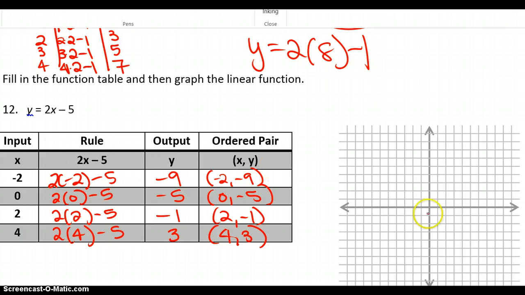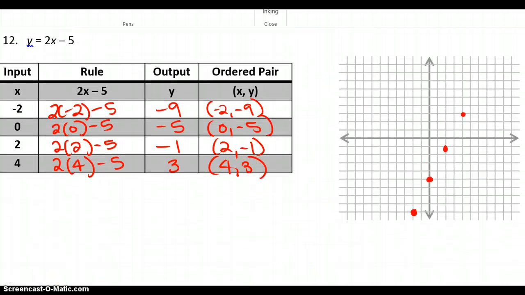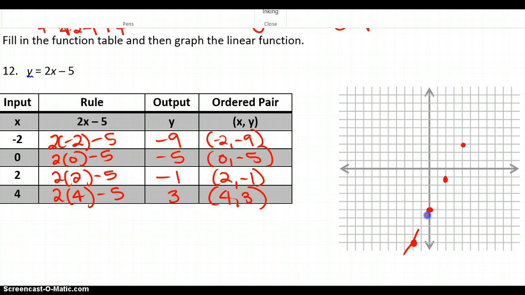So now you need to graph your ordered pairs. -2, -9, 1, 2, 3, 4, 5, 6, 7, 8. There. 0, -5. 2, -1, and 4, 3. Make sure you, whoa, what'd I do? There we go. Make sure you connect your dots, draw a line, and have an arrow at either end showing that the line continues on.